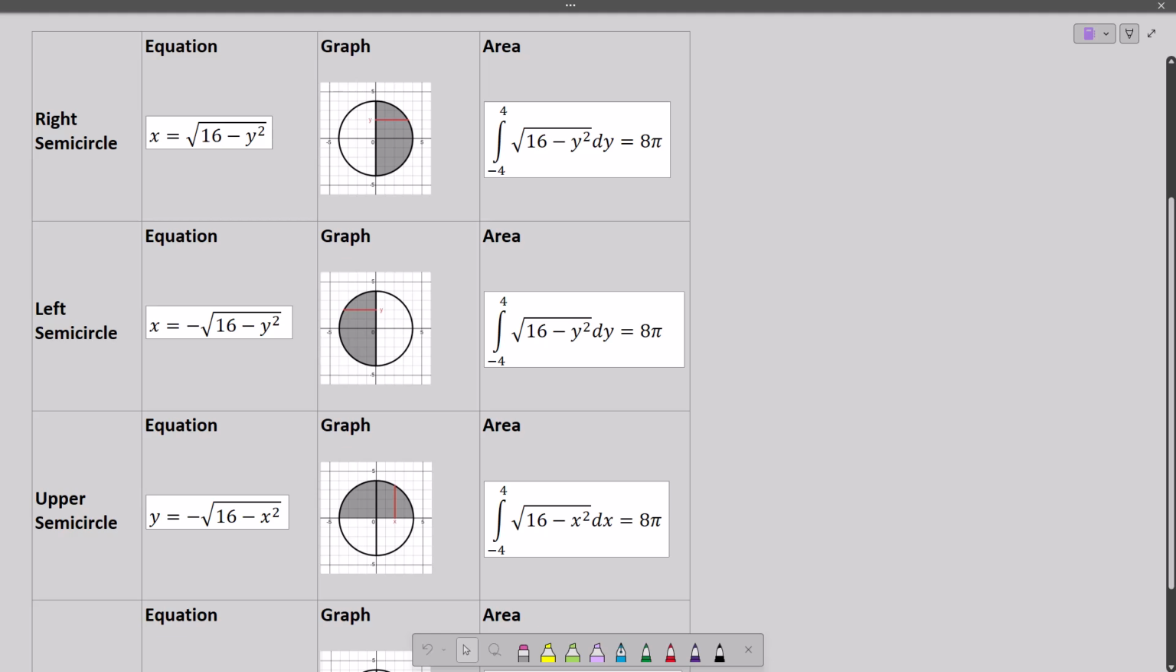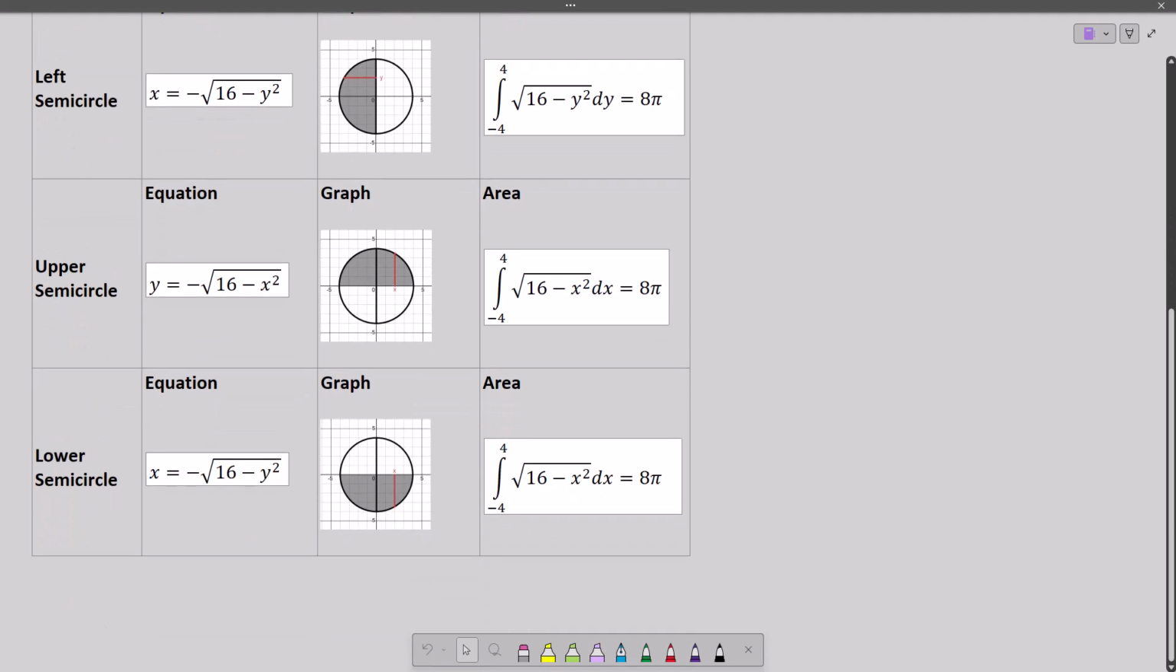You should look at that, because this should all be reviewed from Calc 1, where you're thinking about the definite integral as area beneath a curve. We don't say beneath the curve when we're talking about a function of y, but you know what I mean: between the y-axis and the curve instead of between the x-axis and the curve. So these are the two that you're more familiar with.